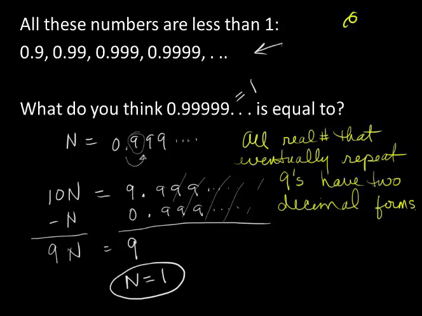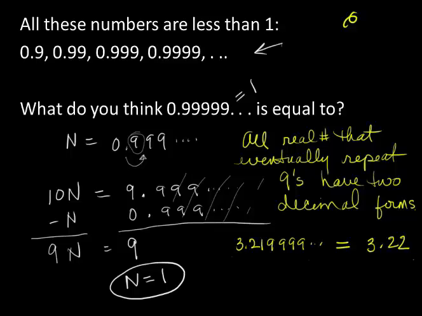For example, 3.219999 repeating is the same thing as 3.22. They're equal. We can express decimals repeating nines as a terminating decimal. And those are the only kinds of rational numbers that have two ways of writing them as a decimal.